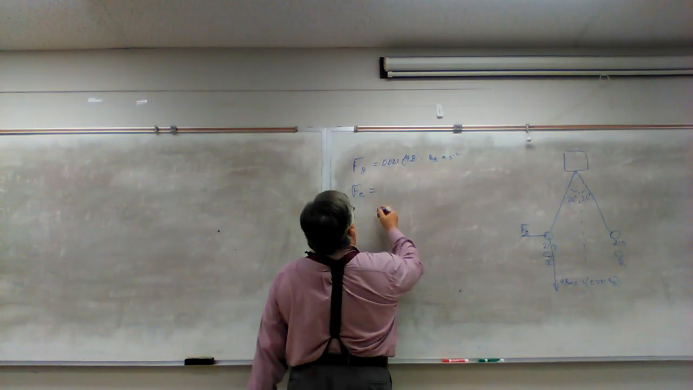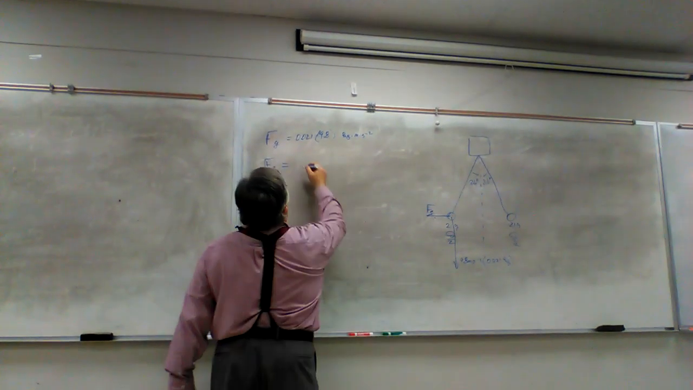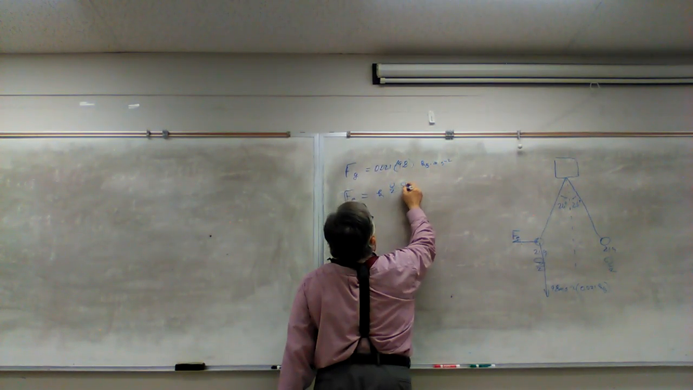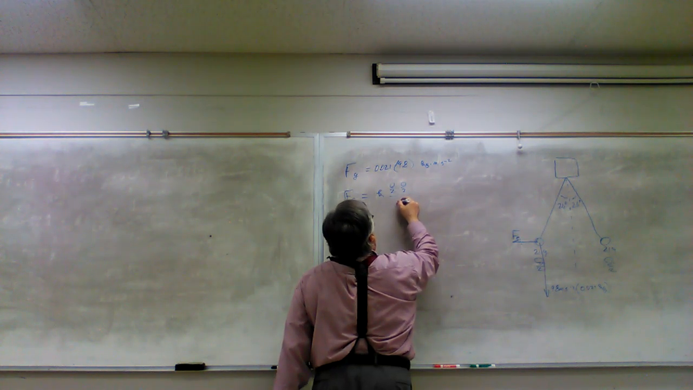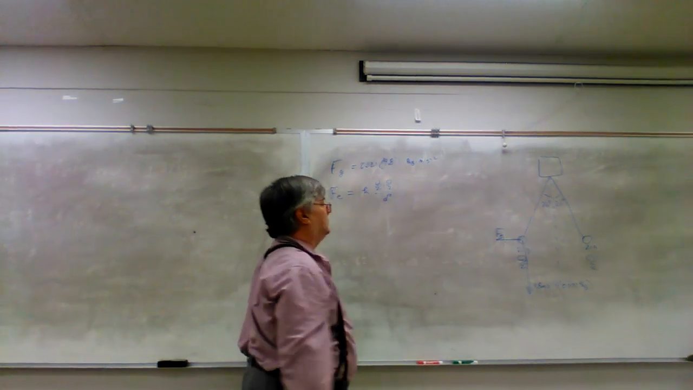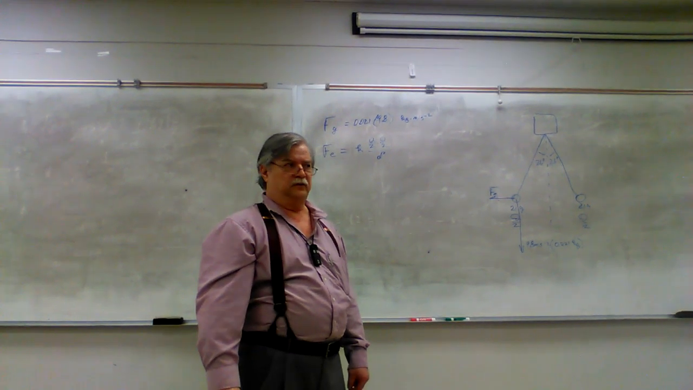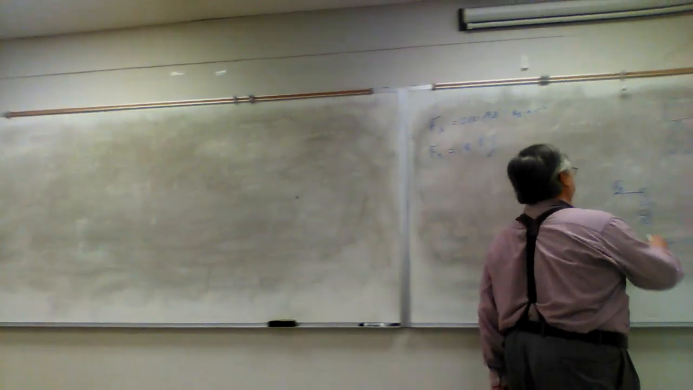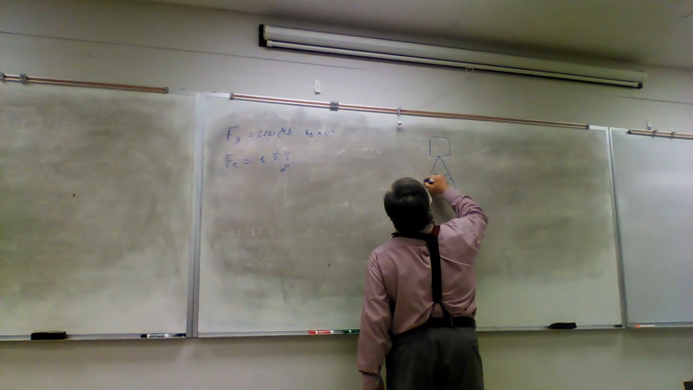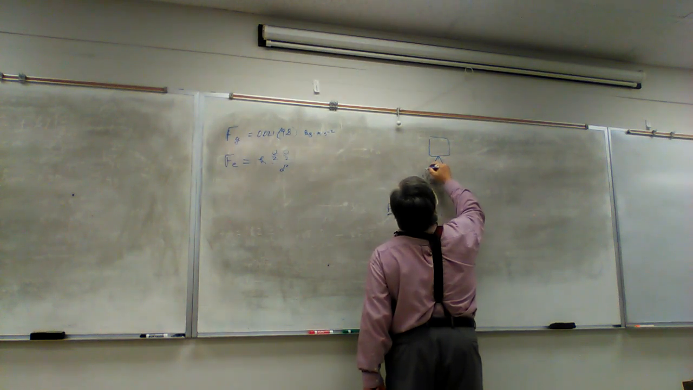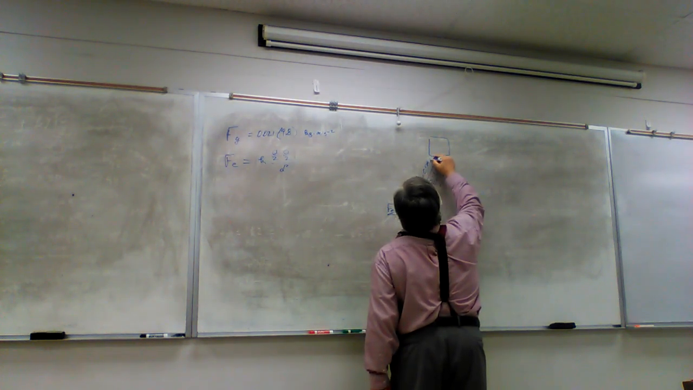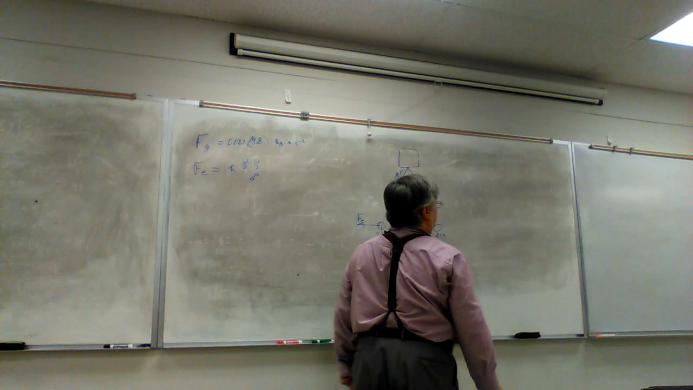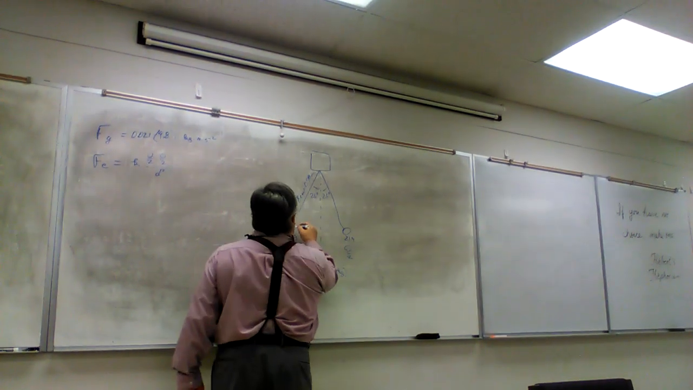The electric force, what is that? Coulomb's law: Q over 2 times Q over 2 divided by the distance between them squared. What's the distance between them? We don't know the distance between the two, but we know this length: 78 centimeters, or 0.78 meters. And we know the angle is 26 degrees. So what is this distance here?